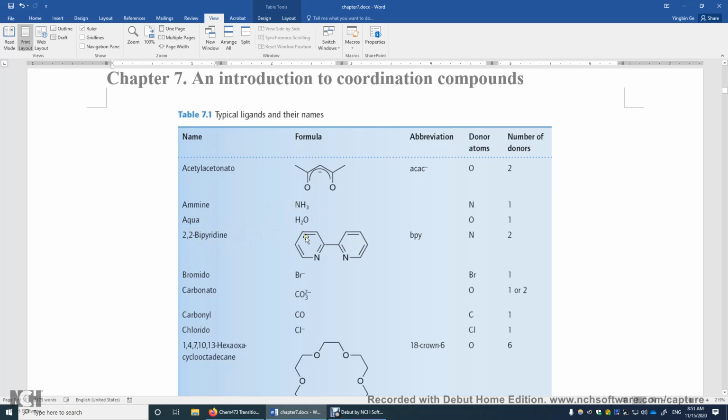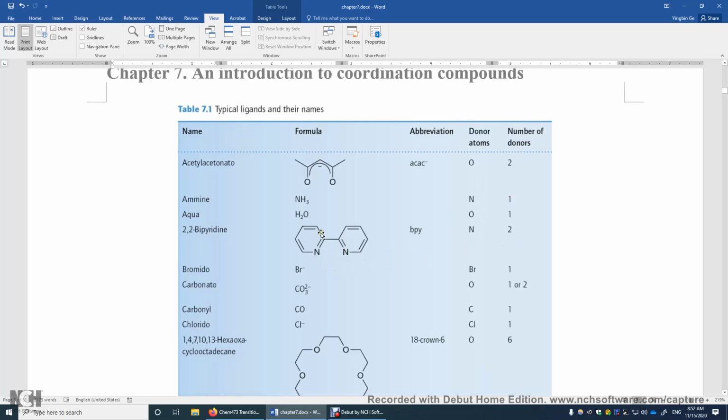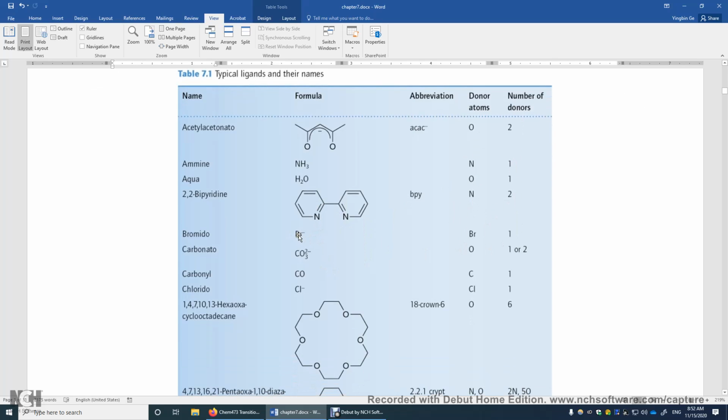2,2'-bipyridine. So you have two pyridine molecules. Over here you have position 1, so these two are position 2. This is position 1. I think this is position 2. The abbreviation is bipy. The donor atoms are these two nitrogen atoms. There are two donors. Bromido, that's easy. Carbonato, that's easy. It's just carbonate. Although there are three oxygen atoms in this carbonato ligand, only one or two oxygens can be bonded to the same transition metal center.